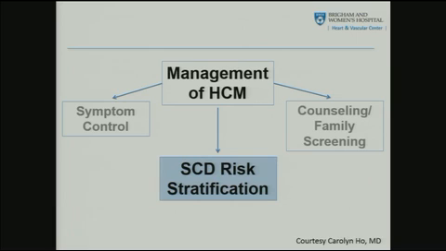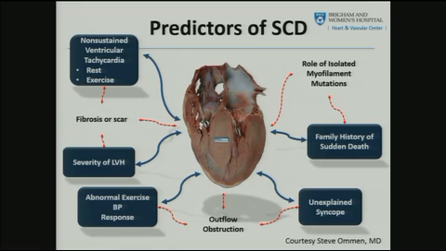So just to talk a bit more about granular sudden death risk stratification, these are the established, in blue, risk factors for sudden death in patients with hypertrophic cardiomyopathy. One of them was the severity of LVH. Massive LVH, as you saw in that case, more than 30 millimeters, is a risk factor for sudden death and should prompt consideration of a defibrillator.